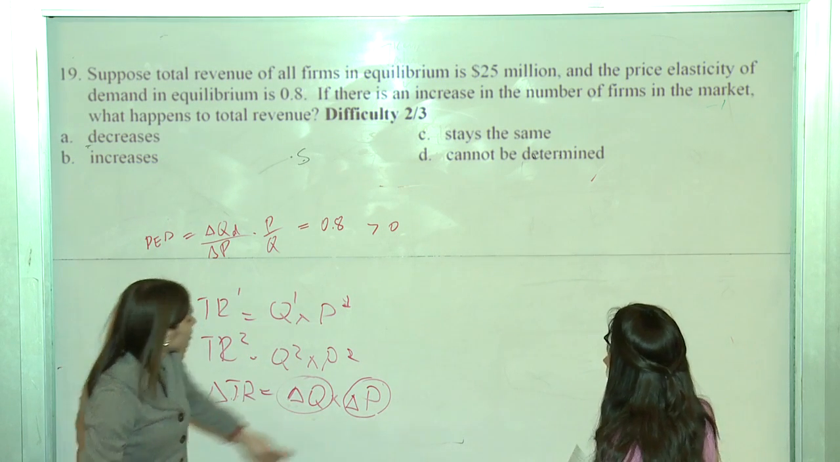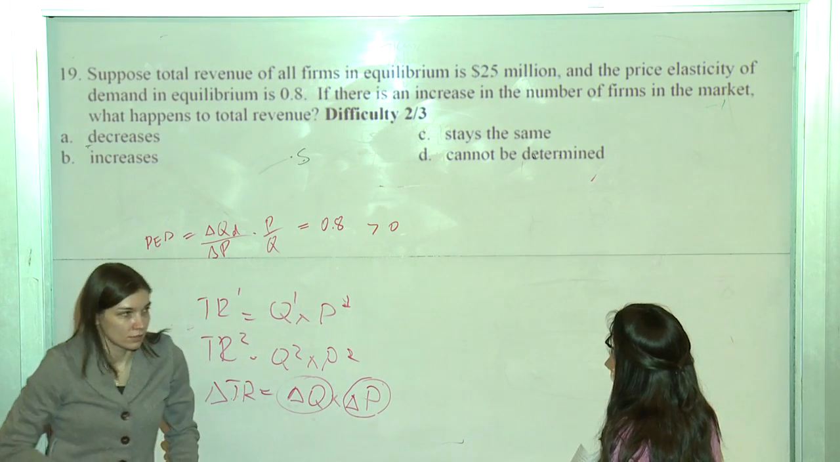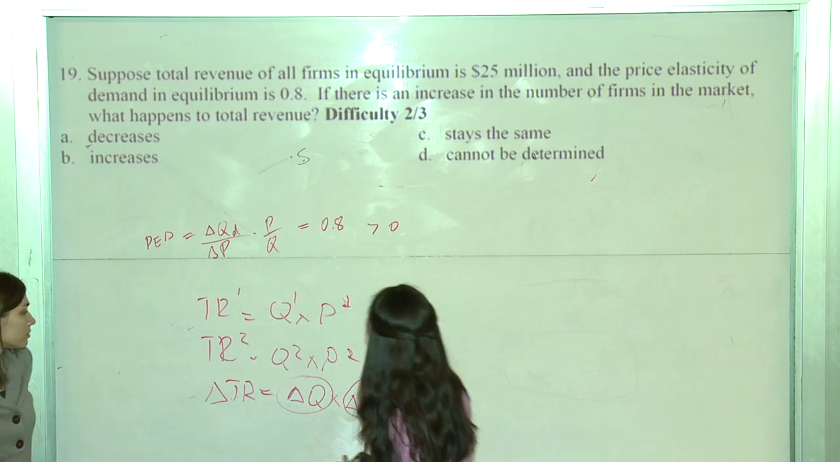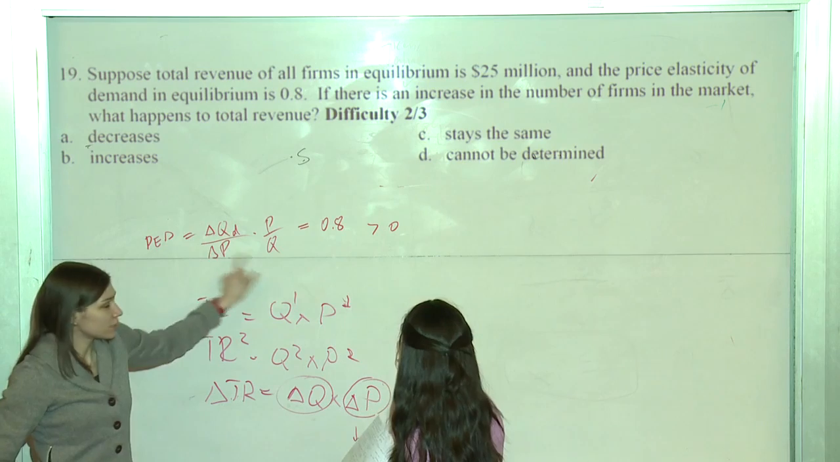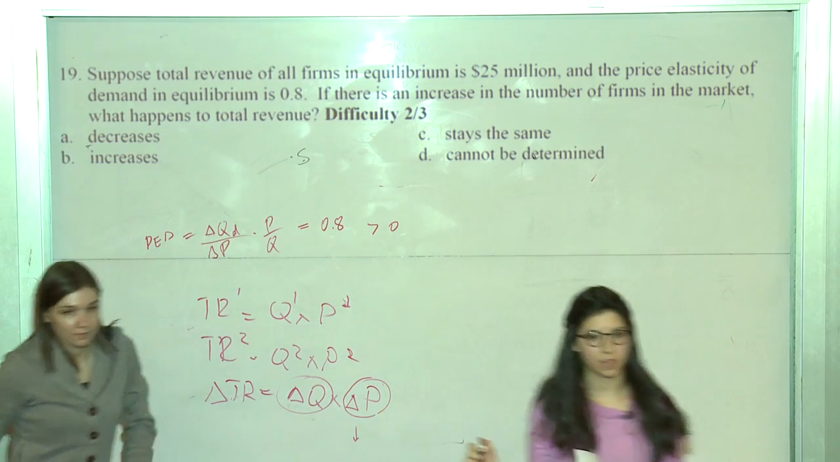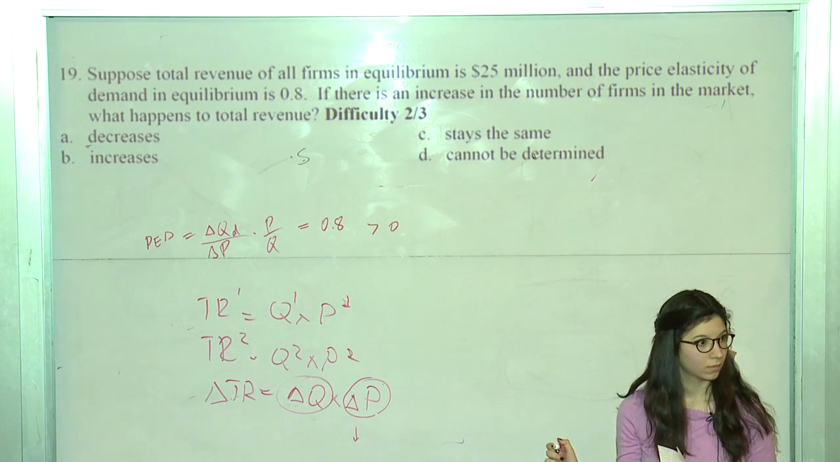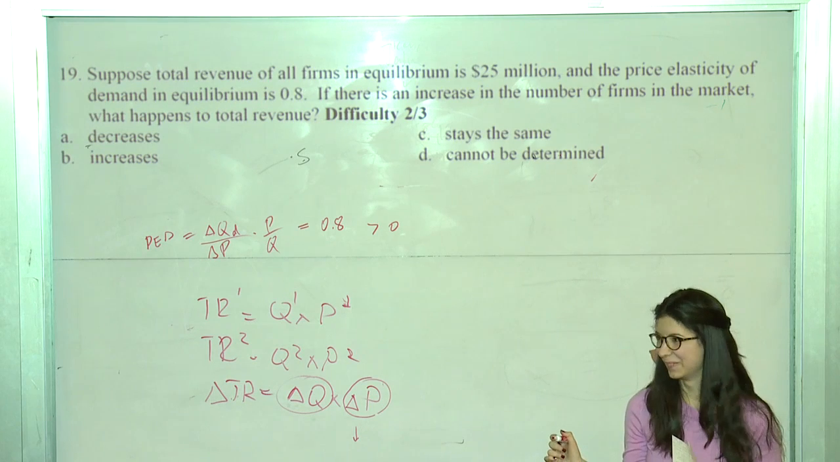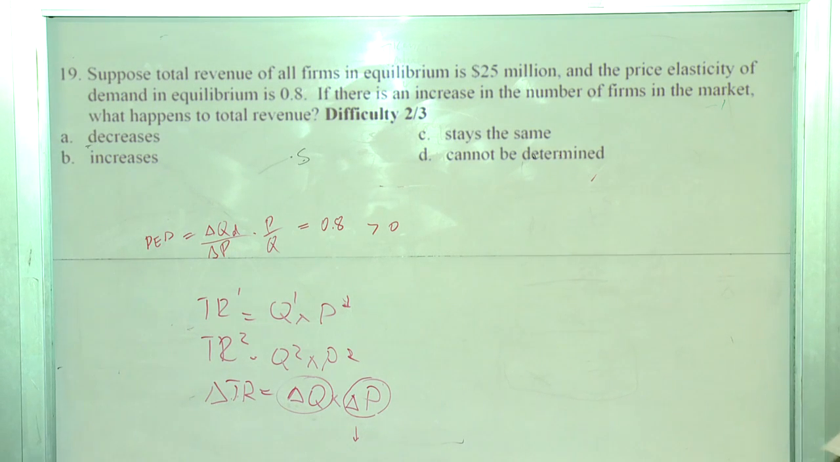This goes down, this goes up, but this goes down by more than this goes up. How do we know that? Because the elasticity is the change in quantity over the change in price, and it's less than 1, right? So if this changes by 1, this changes by 0.8. Any questions about this? So because it's inelastic, what happens? If there's an increase in the number of firms, revenue would go down.